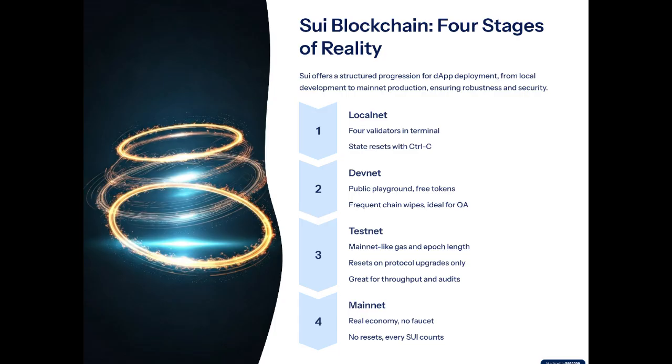A deterministic pipeline graduates code through these rings of fire. If it breaks on DevNet, you catch it. If it survives testnet, you trust it. Only then do you sign with a cold wallet for mainnet.